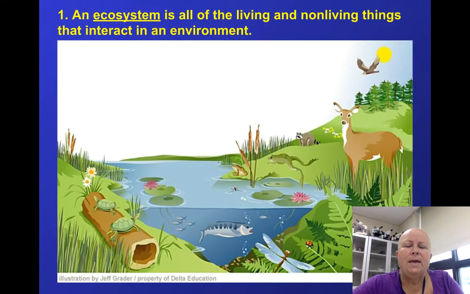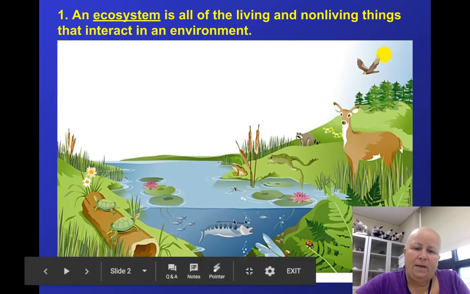An ecosystem is an environment and all of the living and the non-living things that interact in that environment or area. So, it's an area, a place, and all of the living and non-living things. So an ecosystem is not just the living things. All right, so this is an example of an ecosystem.